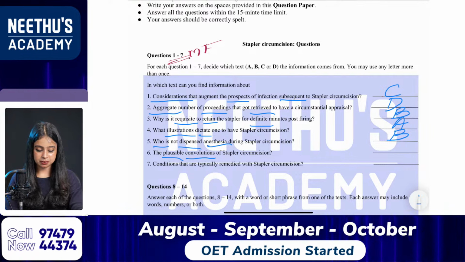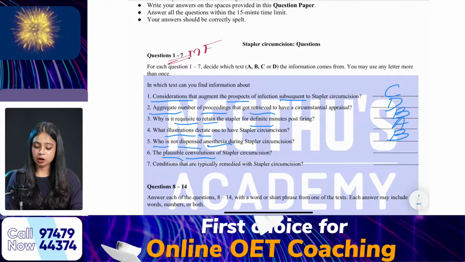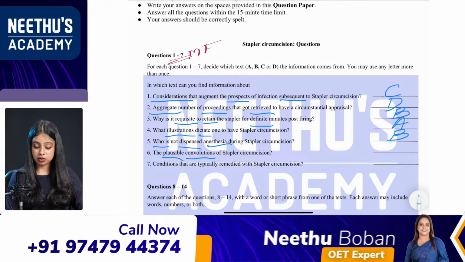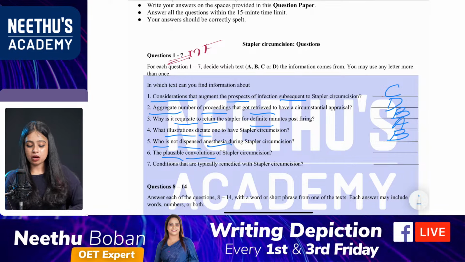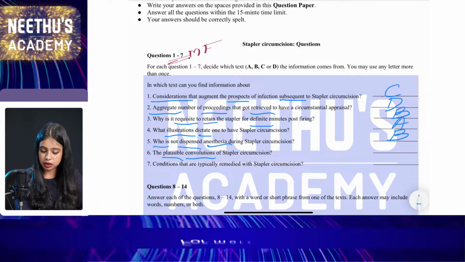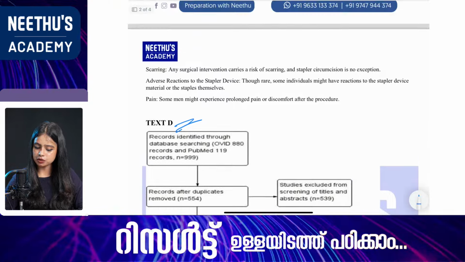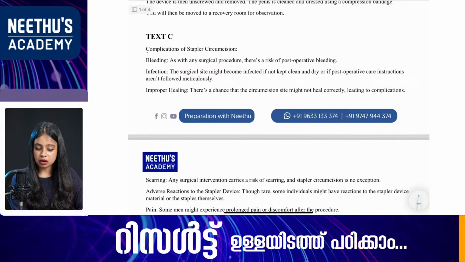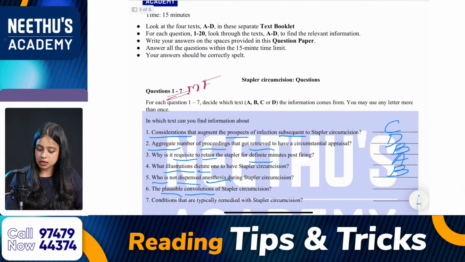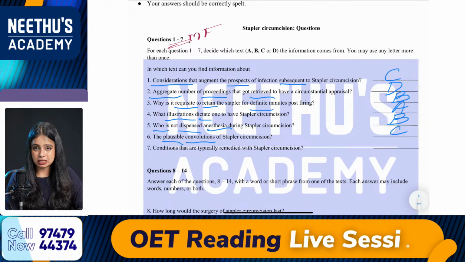So what about sixth one? Any idea? Sixth question. Yes, the plausible or the possible convolutions, or what? The complications of stapler circumcision. So that answer is from text C. Yes, complications. Direct answer from text C, because a lot of complications mentioned here, or convolutions, ramifications. So very simple, it's from text C. Okay, yes, option, it is from text C, complication.